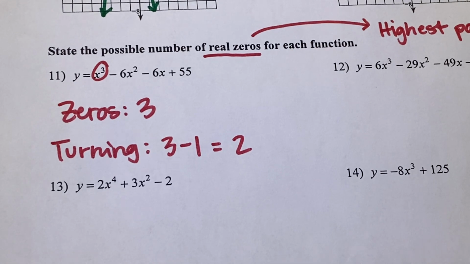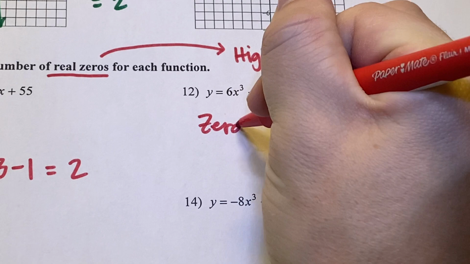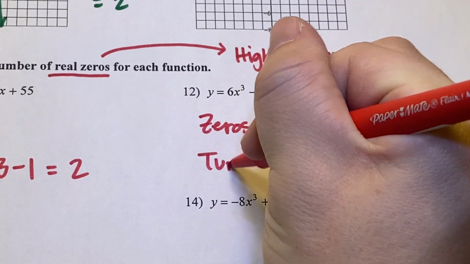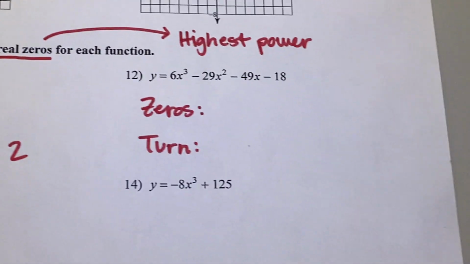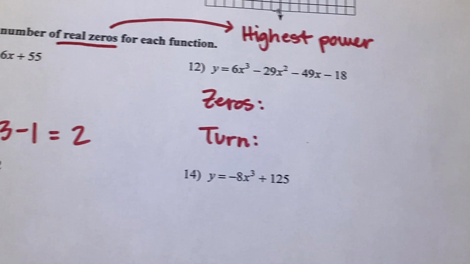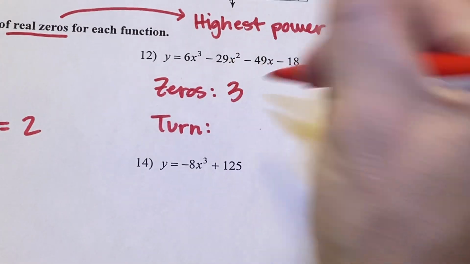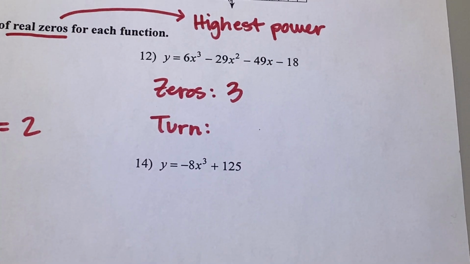Okay, let's try that again. You guys are like, what? Okay, so for number 12, let's identify the zeros. And I think I'm misspelling zeros all these times. 6x cubed. What's the highest degree? What's the exponent on it? x cubed, 3, right? So we have 3 zeros. So how many turning points do I have? 3 minus 1. 2.